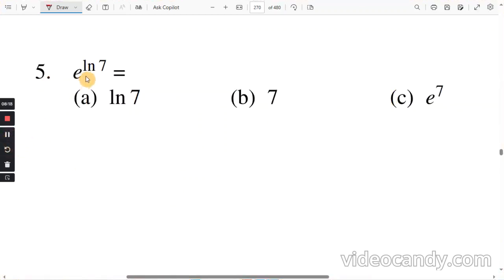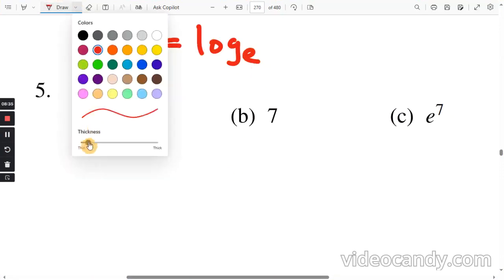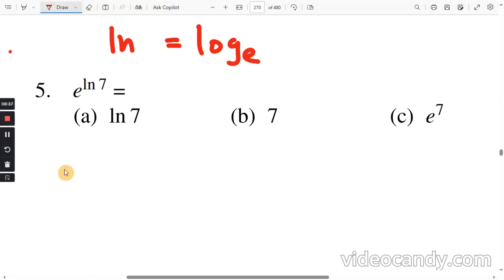Number 5, e to the ln of 7. I'm pretty sure that's just 7. Let's double check. Let's make sure we know that the natural log is the same as log base e. So therefore, I am going to rewrite the ln as log base e. So we have e, and instead of ln of 7, I'm going to make it log base e of 7.